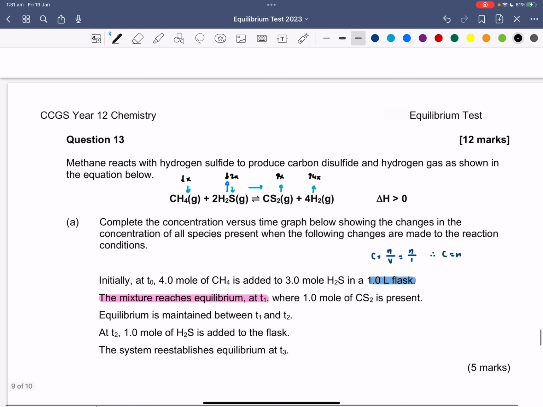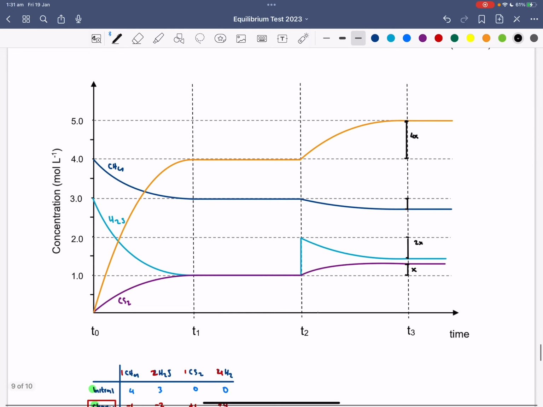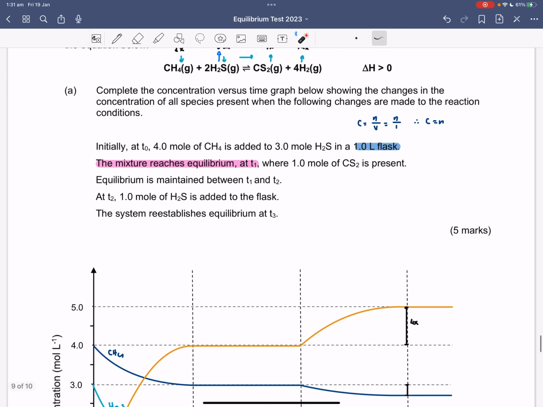And lucky last, the H2 goes up by 4x. So if this is 2x, which is almost half a block, then 4x would be the entire thing. So we would want this to go up all the way to here, and then stay put. And we can say that this is 4x. Perfect. Okay. Nice question. 5 marks. Pretty straightforward one.